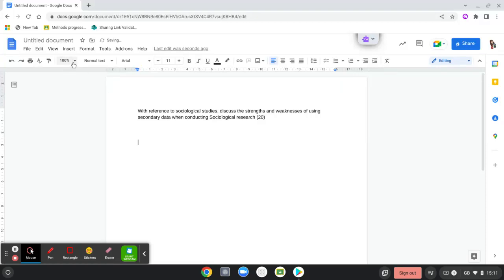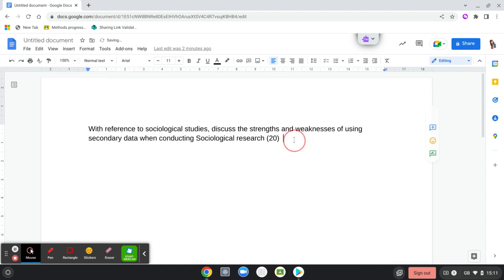Hello folks, we're going to have a look at this secondary data 20 marker. It hasn't come up on A level before, but it did come up on AS in 2019. So I think it's a really hard 20, and there's a really strong likelihood you will get it. That and practical issues, which I will have gone through in class.